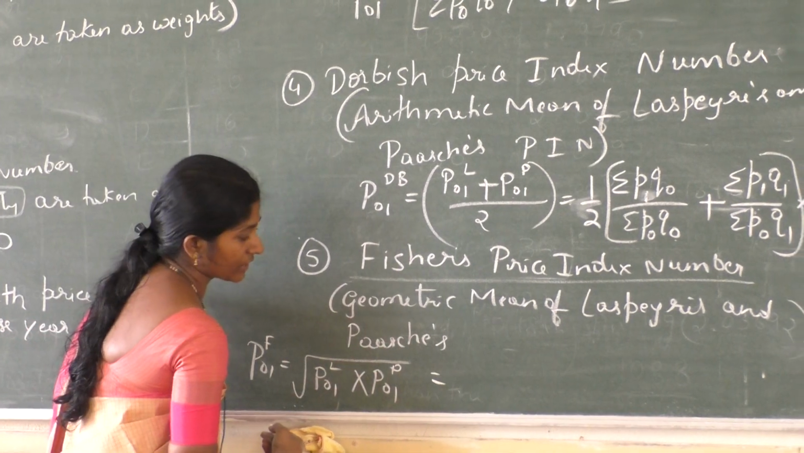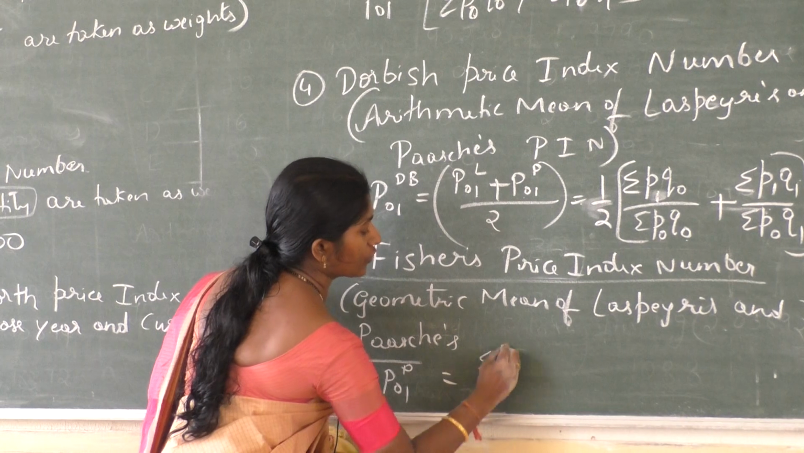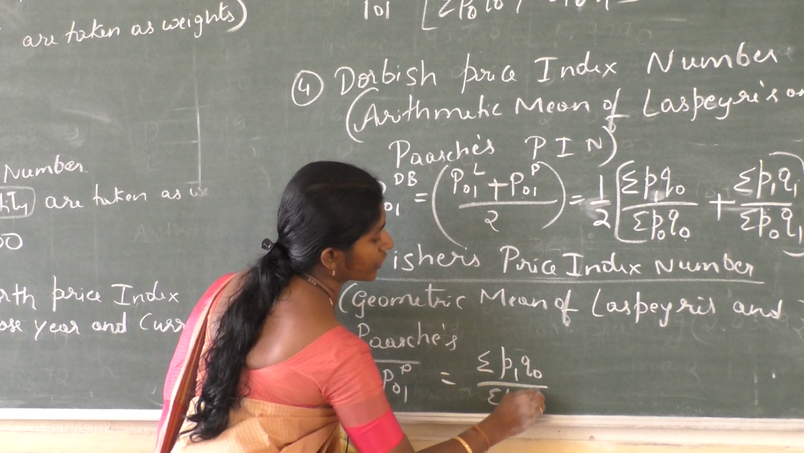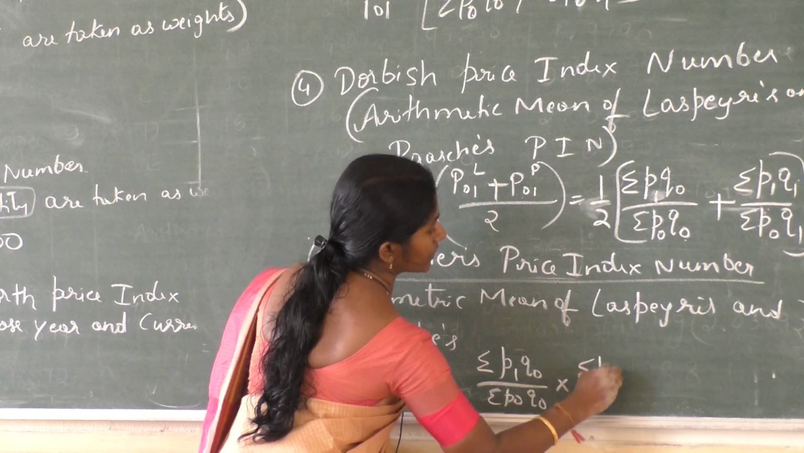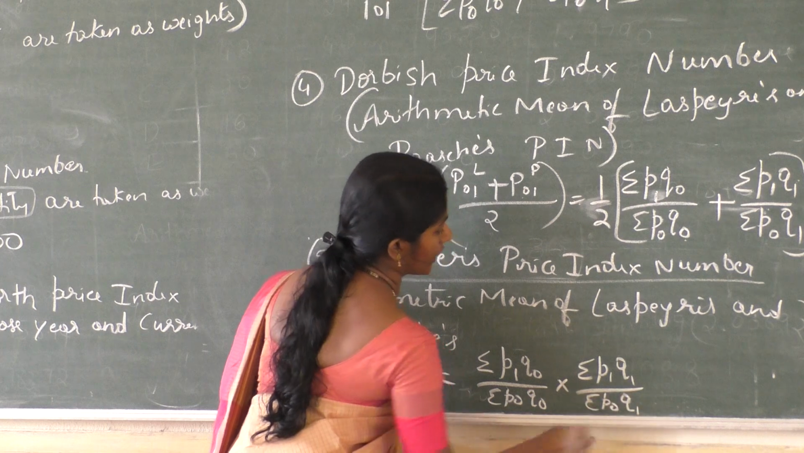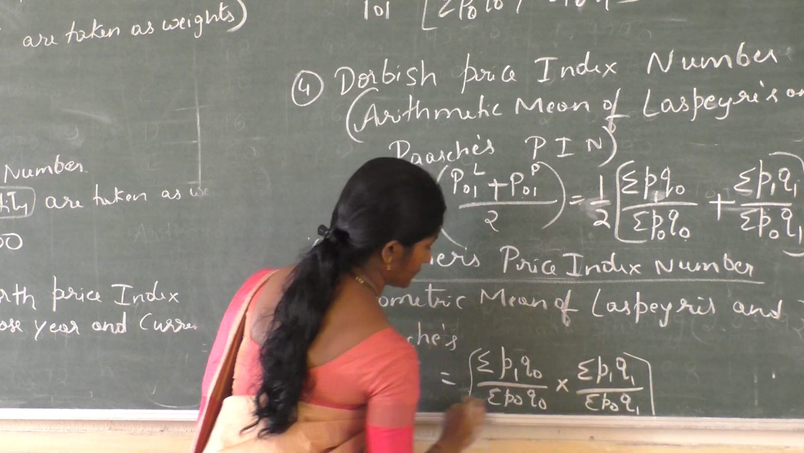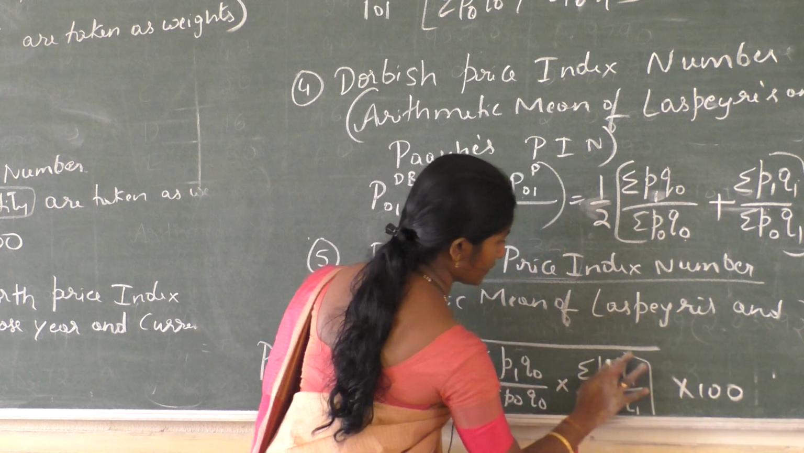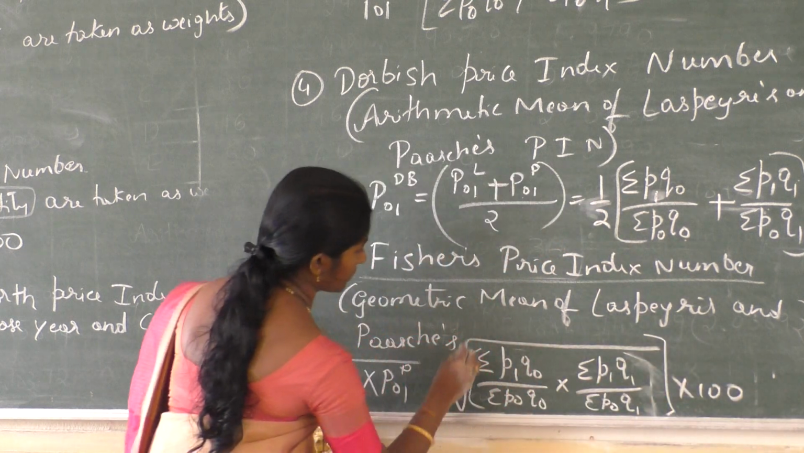Next, another formula: the total value of P1Q0 divided by P0Q0, into the total value of P1Q1 divided by P0Q1, square root of this one, into 100. Take the 100 outside.